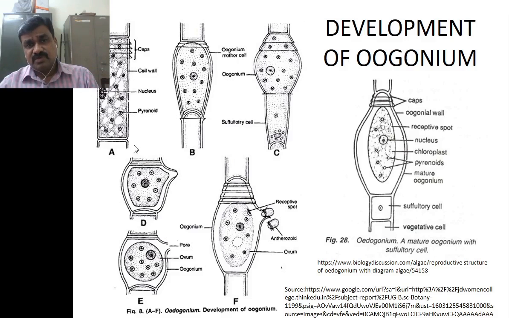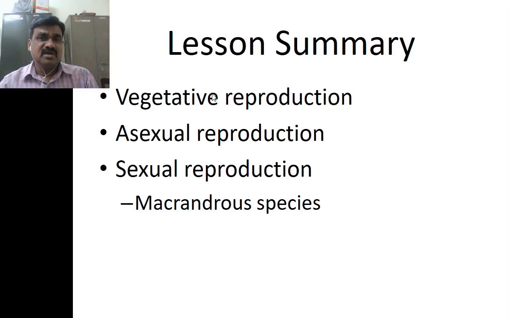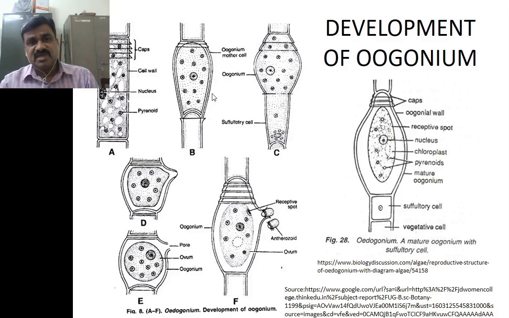Now coming to the development of oogonium in Macrandrous species. The development of oogonium is common for both Macrandrous species and Anandrous species. That means again any one of the cap cells of the filament acts as the oogonial mother cell. This oogonial mother cell accumulates a large quantity of food material, and because of this accumulation it bulges and undergoes a division.